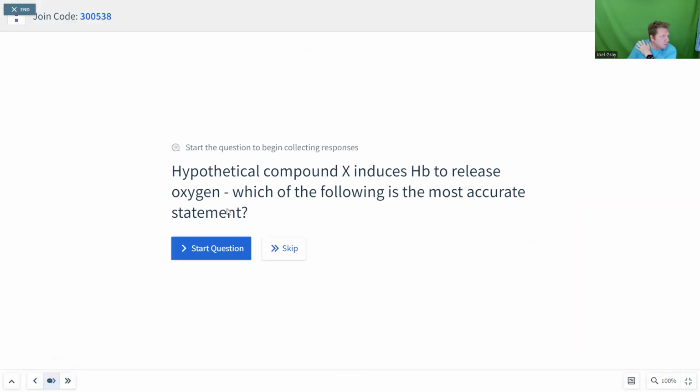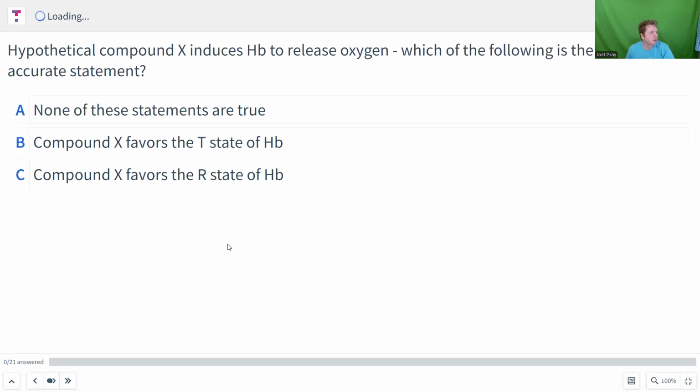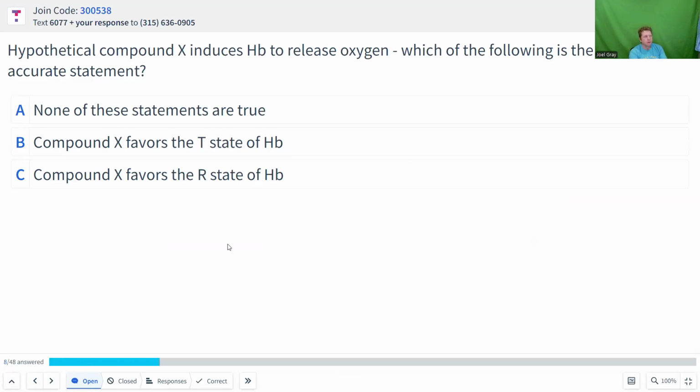So I've got the last question for the day. We still have a little bit more to talk about, but hypothetical compound X induces hemoglobin to release oxygen. Which of the following is the most accurate statement based on this? So we've got this hypothetical compound. It favors hemoglobin to release O2, or oxygen. Which is the most accurate? Favors the T state, the R state, and this is the sort of terminology that I really want you to be comfortable with, favoring the T state, favoring the R state.